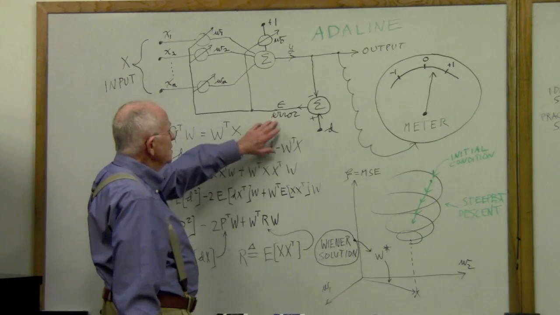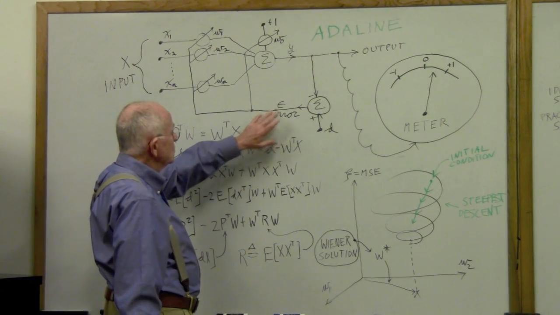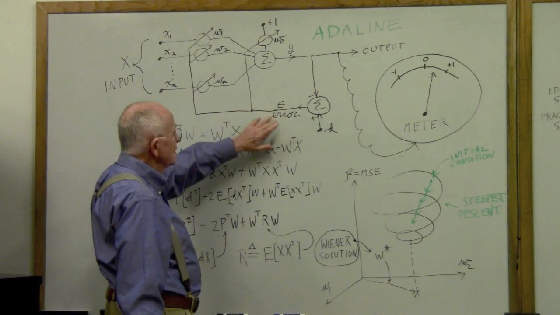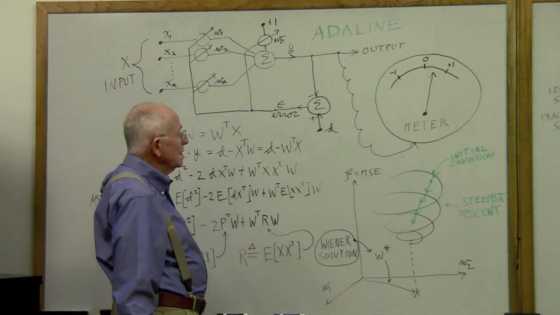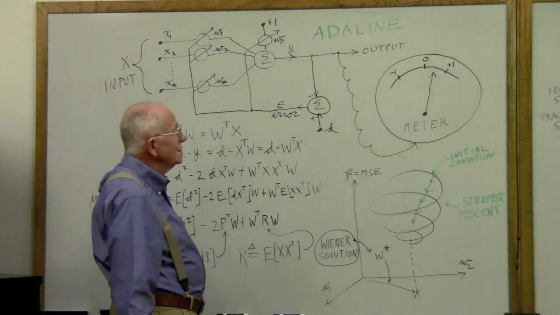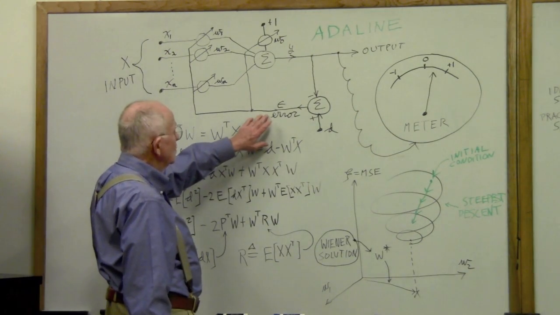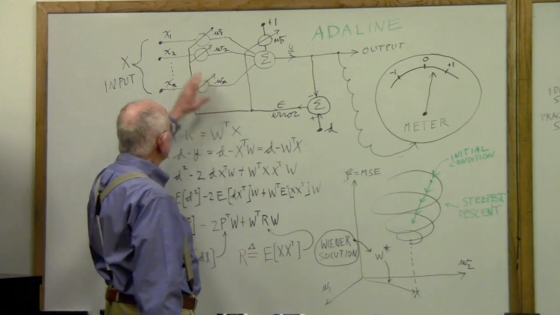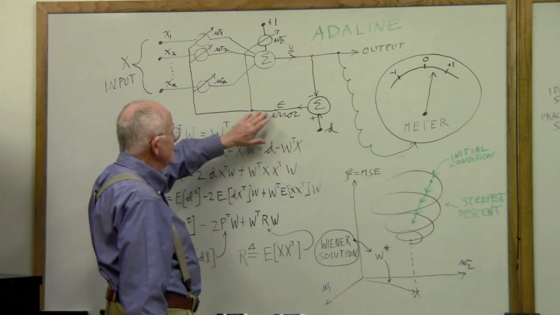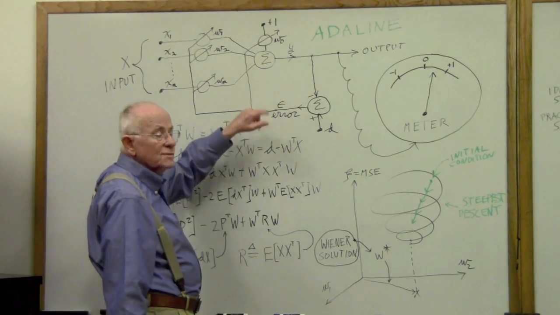Minimizing mean square error means that you minimize the square of the error, so positive errors and negative errors are treated equally. They're both bad. Errors are bad, so we try to get rid of errors. We'd like to have zero error, if we can get it, over the entire set of training patterns. Now, sometimes we can do that, sometimes we cannot.